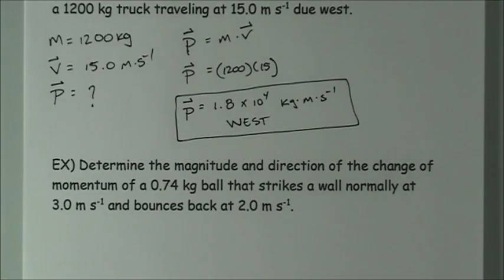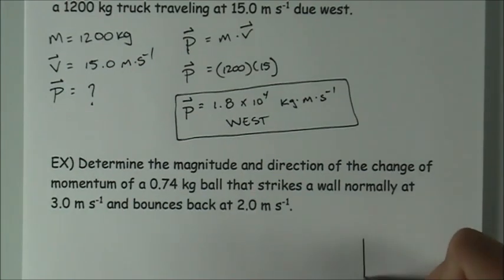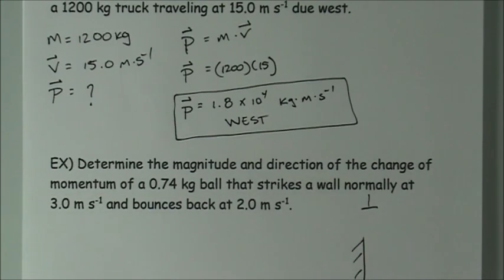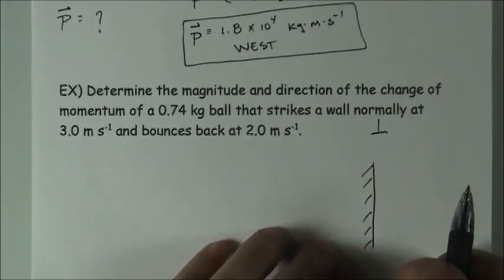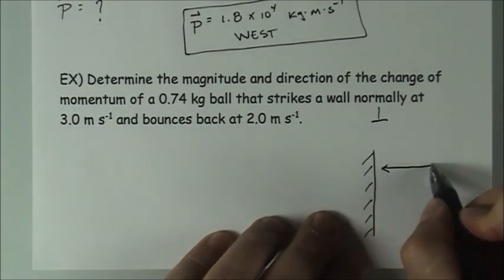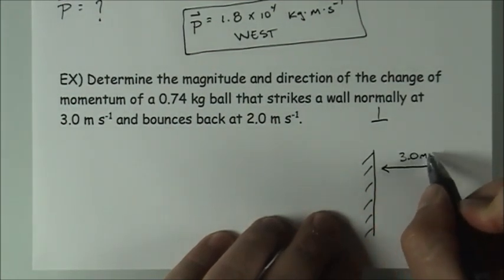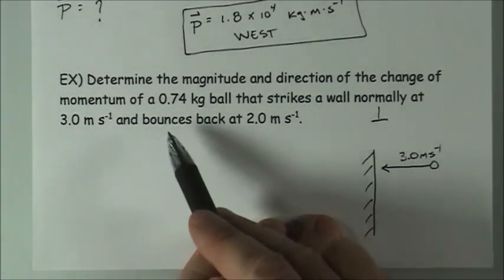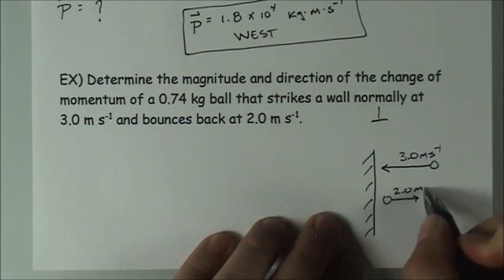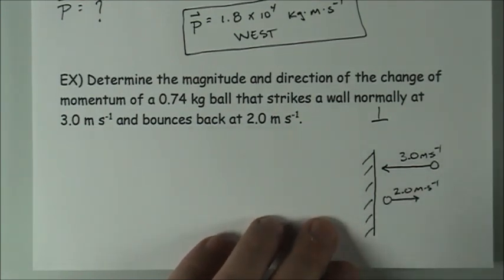So a slightly deeper, slightly more challenging problem would be to look at the change in momentum of an object, I should say. And so this problem asks to determine the magnitude and direction of the change in momentum of a 0.74 kilogram ball that strikes a wall normally. And normally means perpendicular. And so the ball is coming in at 3 meters per second, bounces back at 2 meters per second.